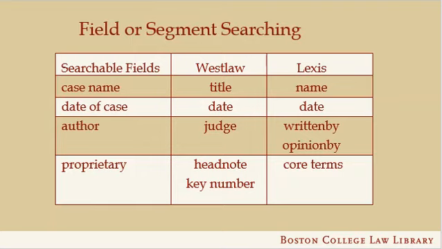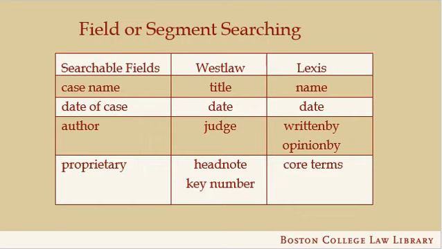Another way to increase your precision is to require that your search terms be in a particular part of a document. Documents are divided into fields, that's Westlaw's word for this, or segments, that's what Lexis calls them, that allow our user to search for terms in a particular part of the document. This is what makes it possible for the system to pull up a case by its name rather than locating every case that mentions the case name.